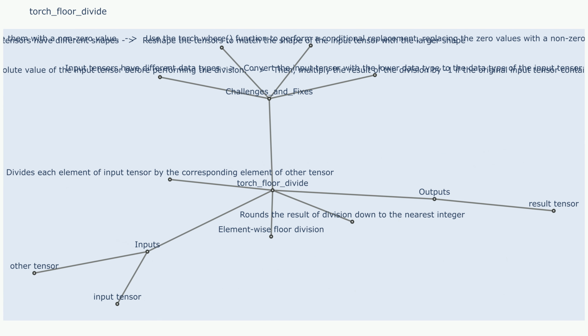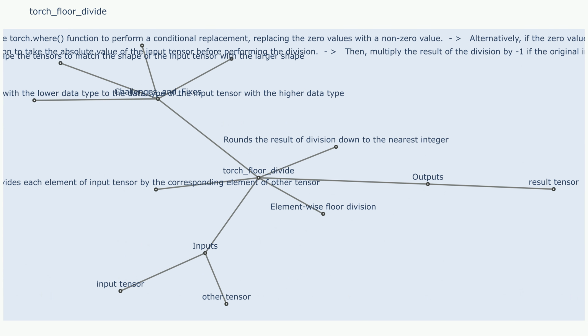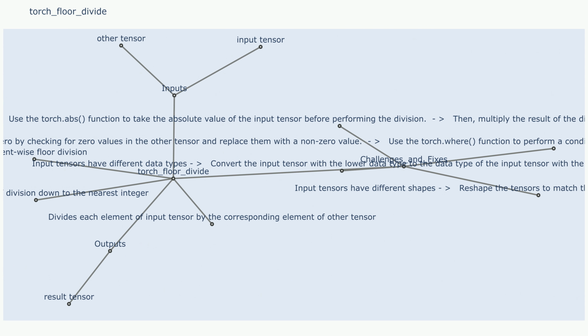Input 2. The divisor tensor. This can be a scalar, a 1D tensor, a 2D tensor, or a tensor of higher dimensions. Output 1. The resulting tensor after floor division. The shape of the output tensor will be the same as the shape of the input tensor with the larger number of dimensions. If the input tensors have different shapes, broadcasting will be applied.